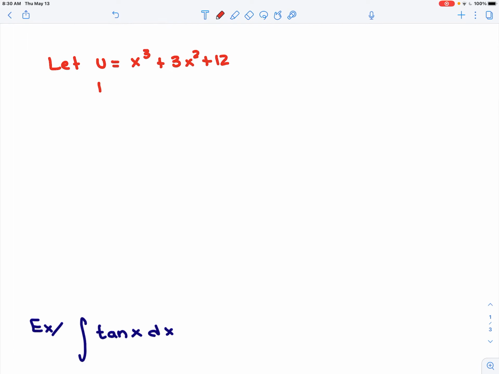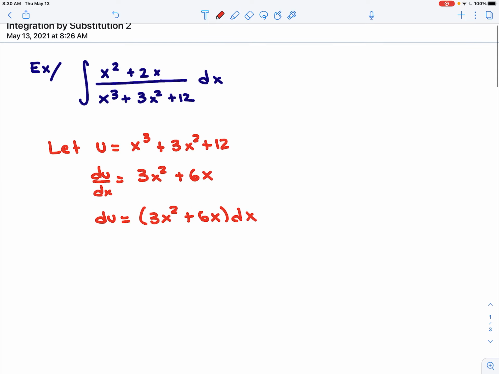Okay, and then we're going to ignore the question and find the derivative with respect to x. Okay, and then we're going to put it all in terms of x. And then we're going to go and see, does that match up? Nope, I'm off by a factor of 3, but I could just divide that out, bring it to the other side, and then I have a good substitution.